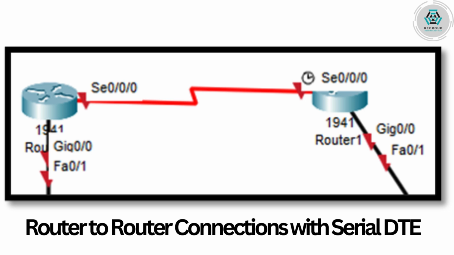Router to router. Routers need to be powered off before adding modules: click the router, switch off the router, add the WIC-2T, and switch on the router to add the serial DTE connection between routers.